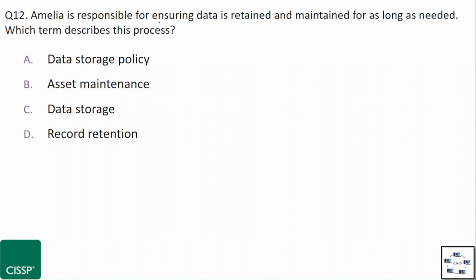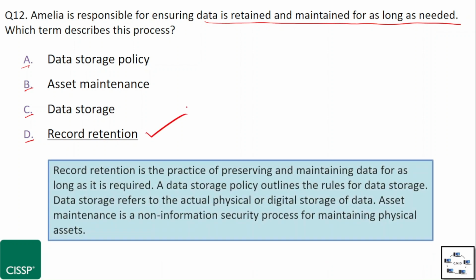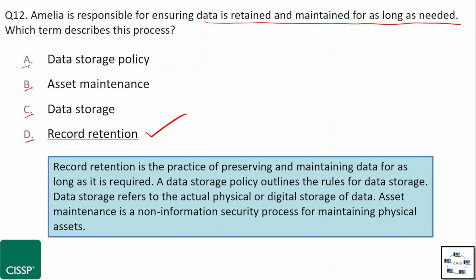Question number 12. Emilia is responsible for ensuring data is retained and maintained for as long as needed. Which term describes this process? And the options are option A, data storage policy, option B, asset maintenance, option C, data storage, and option D, record retention. So the specific term used for retaining the data and maintaining it as long as it is needed is record retention. Record retention is the practice of preserving and maintaining data for as long as it is required.